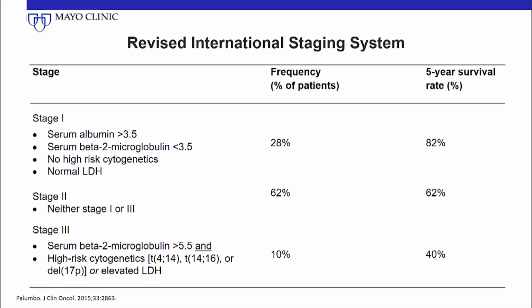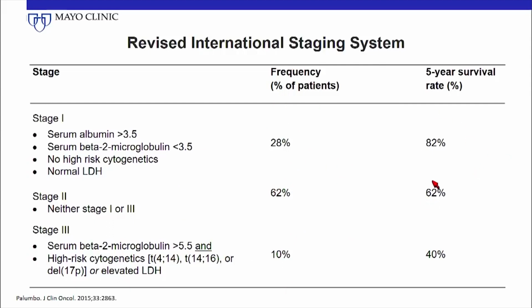The revised international staging system takes the cytogenetics that I just talked about and adds to it some other prognostic factors that we know quite well. That's beta-2 microglobulin, LDH, and albumin. Puts the high-risk cytogenetics, everything together. I don't want you to memorize this, but simply know that the revised international staging system takes all of these things and puts them together and divides myeloma into 3 different groups.